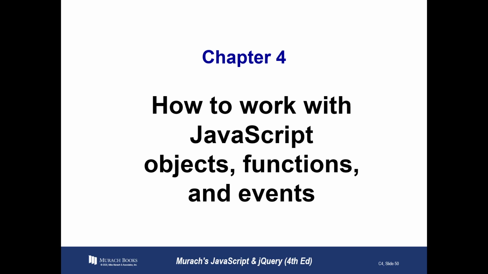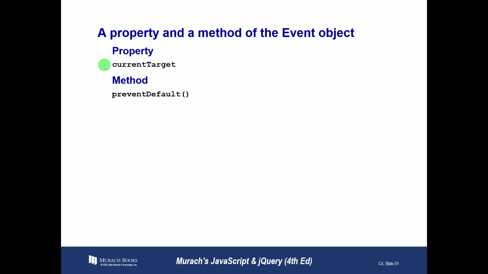In this video, we're going to look at the event object. When an event occurs, browsers automatically pass an event object to the function that's handling the event. That object can provide properties and methods that we can work with. The property that we're going to work with right now is currentTarget, and the method we're going to work with is preventDefault.